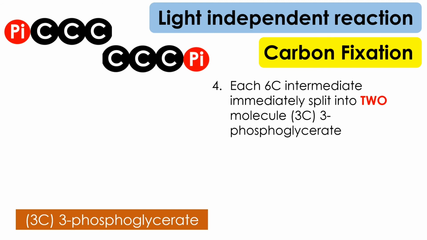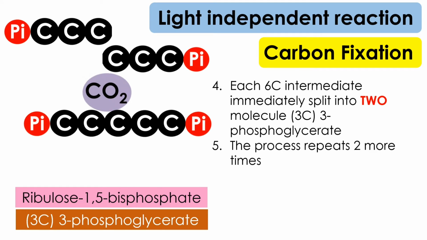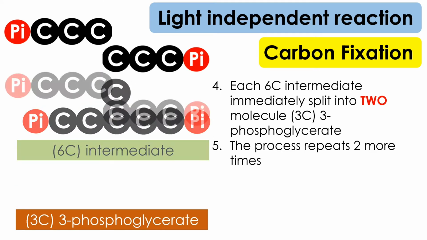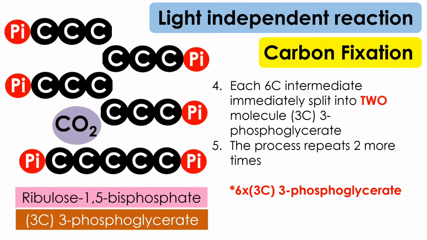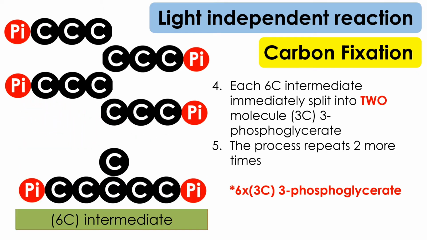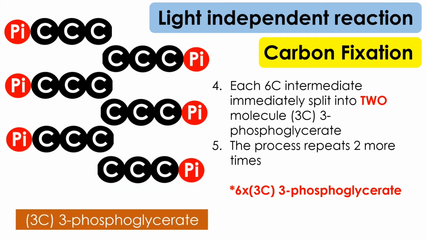of 3-phosphoglycerate. In order to generate one product, carbon fixation will occur 3 times and produce a total of 6 molecules of 3-phosphoglycerate. The next step is reduction.